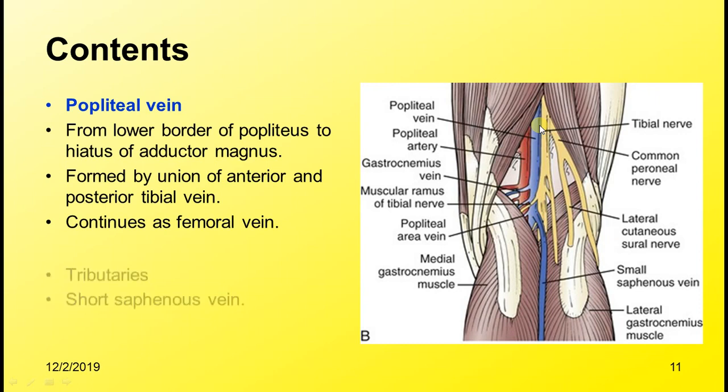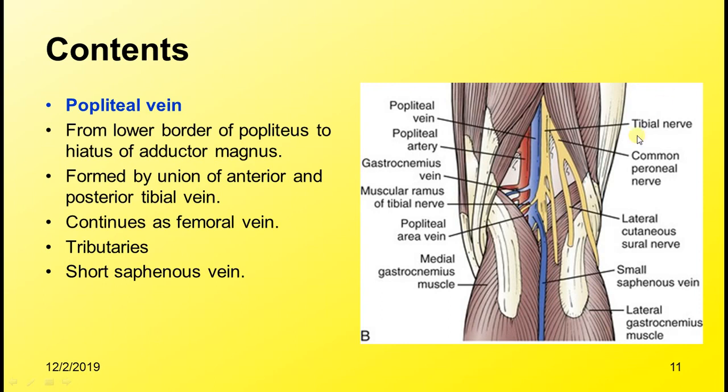So that is the formation by the venae comitantes of anterior and posterior tibial vein and continuing as the femoral vein. Mainly it receives the short saphenous vein, which pierces the deep fascia of the roof of the popliteal fossa and ends in the popliteal vein. So the two formative tributaries we have seen are the anterior and posterior tibial veins, and the next main tributary is one of the superficial veins, the short saphenous vein. Okay, the short saphenous vein mainly drains the lateral side of your foot and also the posterior part of your leg.